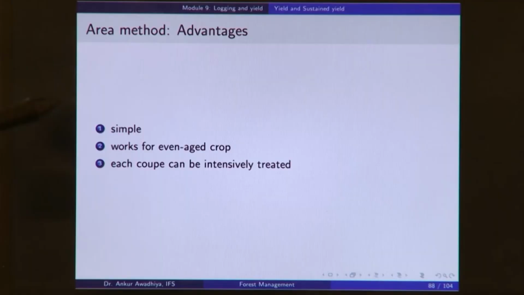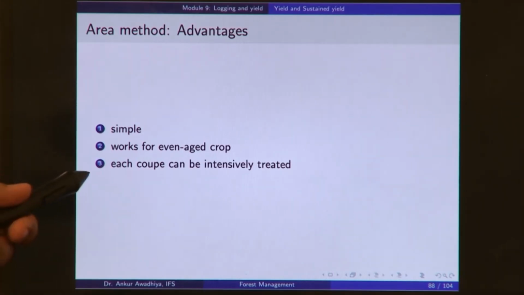Now, a very clear advantage of this method is that it is very simple, because you just divide the area by the number of years in the rotation and you get the area that needs to be felled every year. It works for an even aged crop, and most of our landlords in Europe in the 17th and 18th centuries preferred even aged crops, because those were not the days of biodiversity, those were the beginning of the days of production forestry.